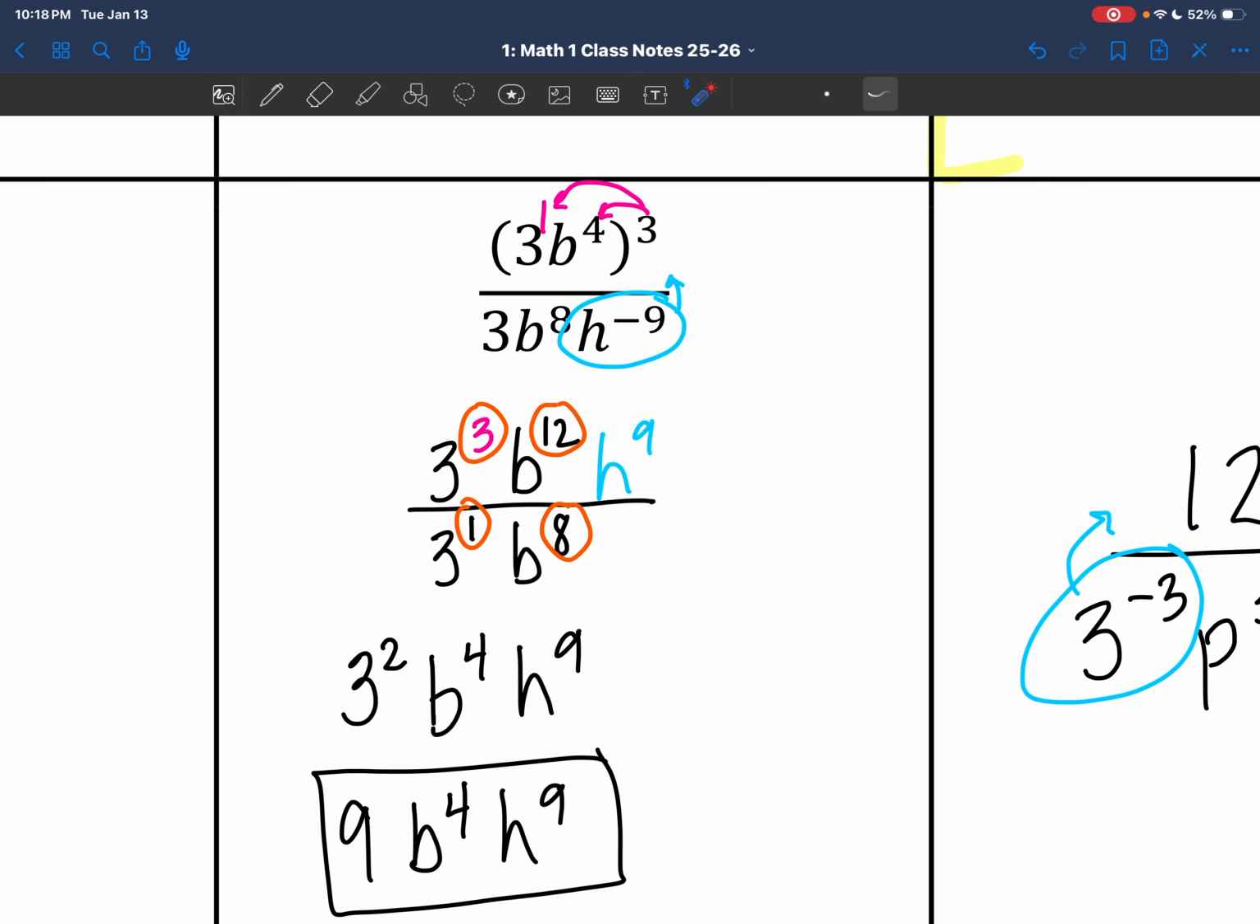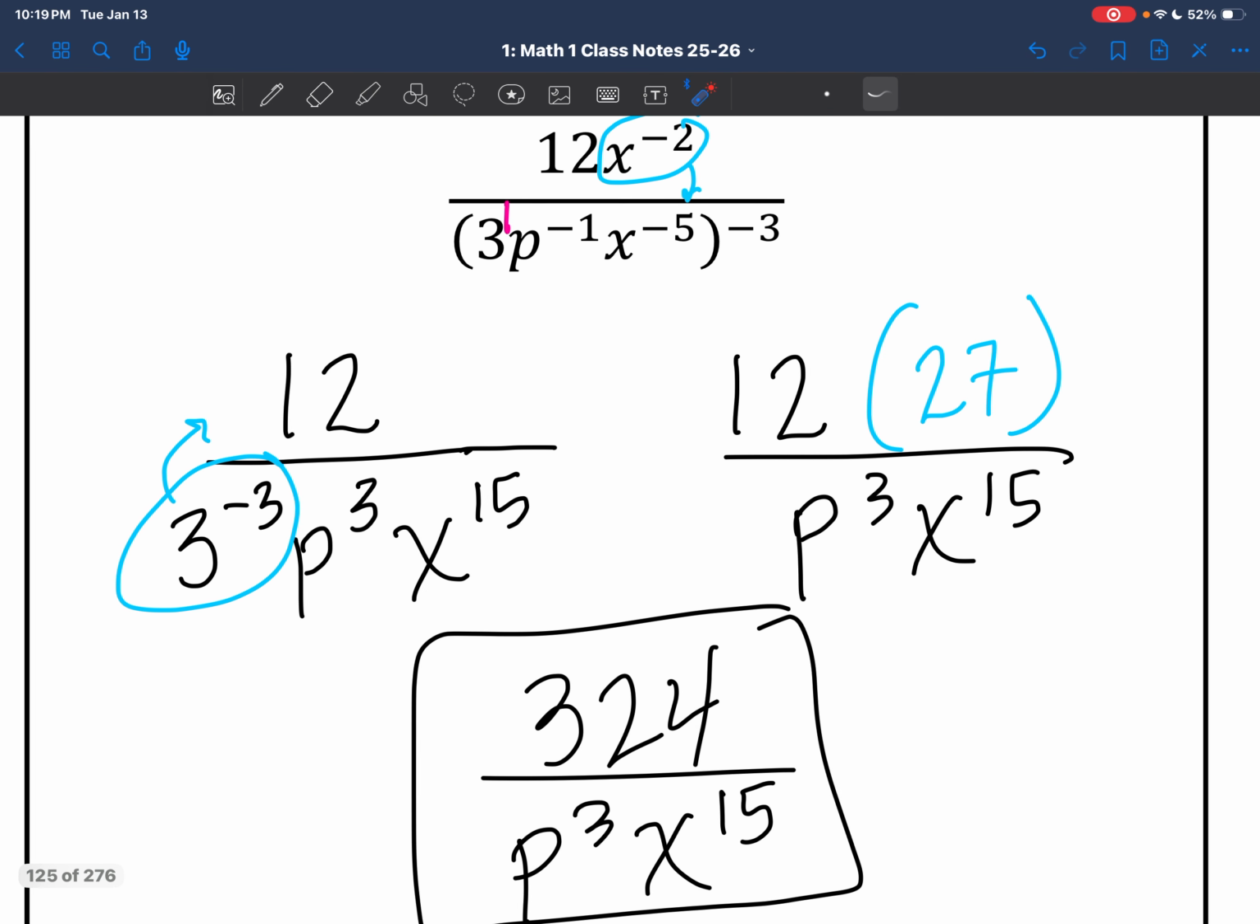And then h to the 9th is over there. So remember, there's nothing left in the denominator, so we don't have to write that down. And then all we did was just simplify 3 squared, and that's your final answer. All right.